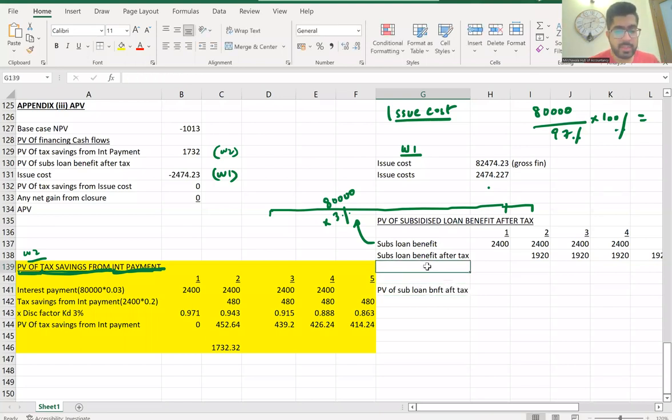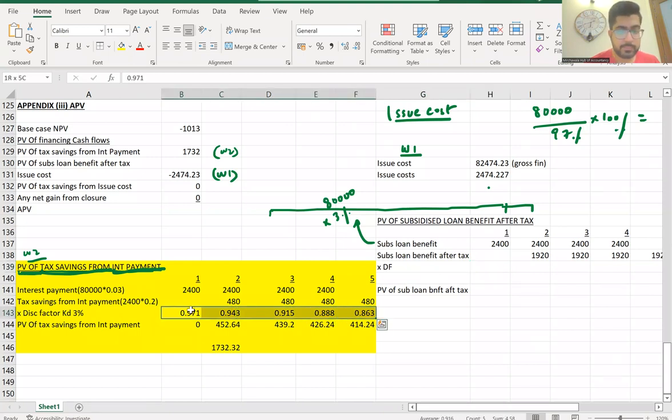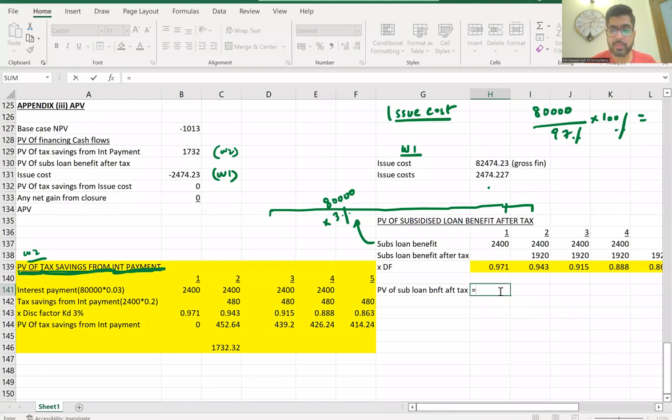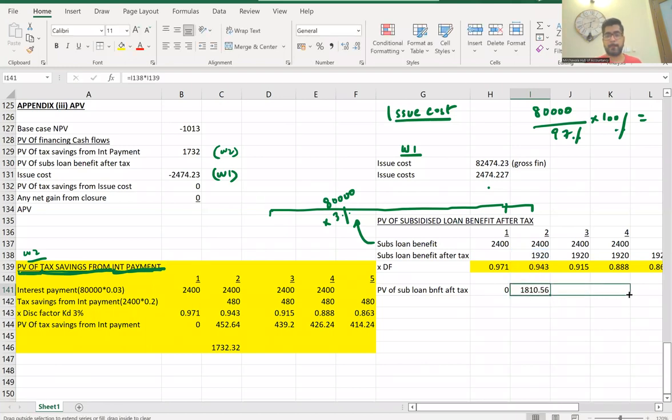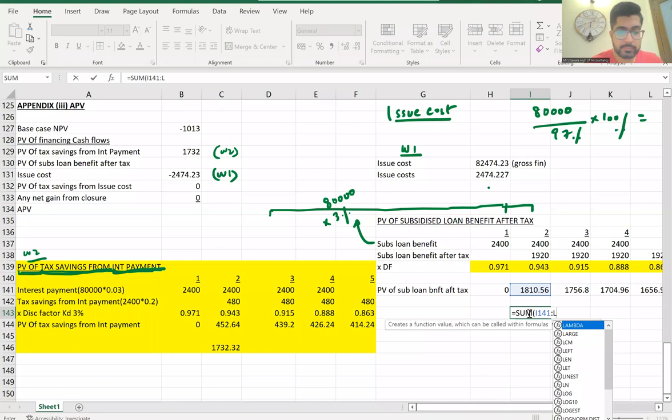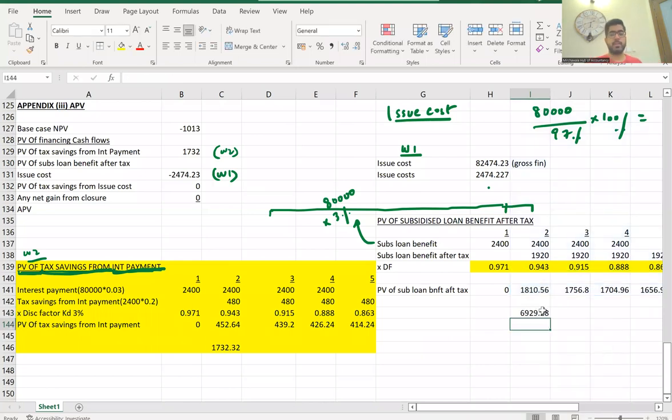So you have the subsidized loan benefit after tax. You need the present value, just multiplied with discount factors. We have all the discount factors. Multiply it to get present value. There is no subsidized loan benefit, so zero. But 1920, that is cell number I-138 into I-139. And then sum it to get the total present value of subsidized loan benefit after tax. $6,929. This is the present value of subsidized loan benefit after tax.